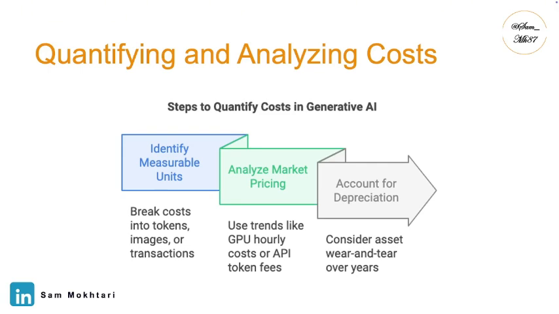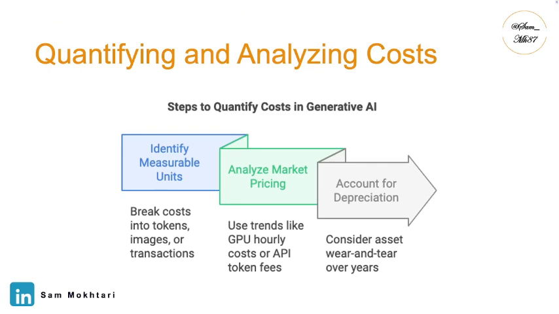Next, look at market pricing trends. For example, a GPU may cost $2 or $3 per hour on a cloud platform. An API call may cost 0.0004 per token. These figures can vary based on the providers and demand, so keeping them up to date is crucial. Then you need to compare and analyze these to understand what would be the best configuration for your generative AI application.